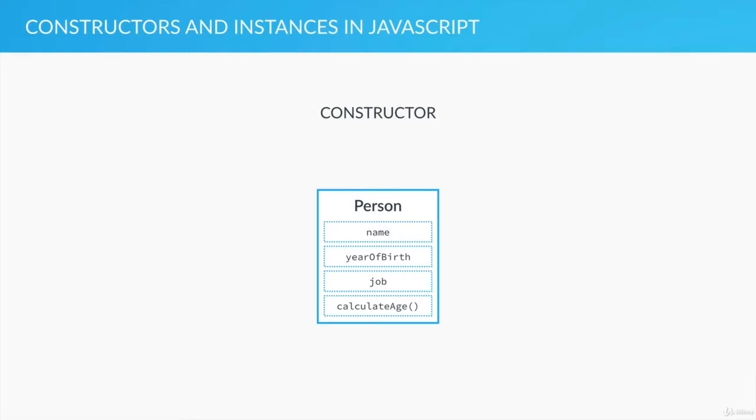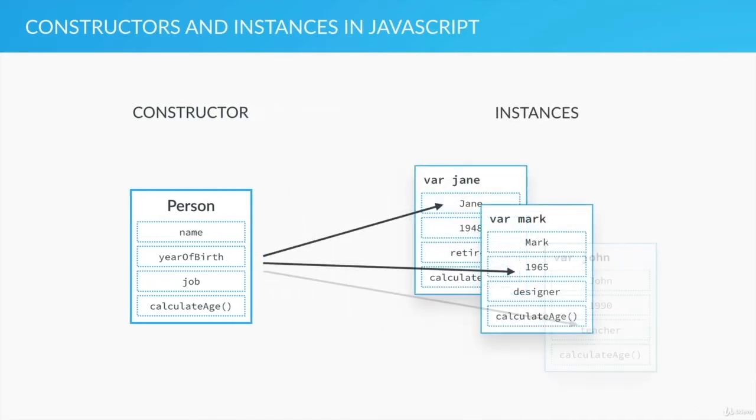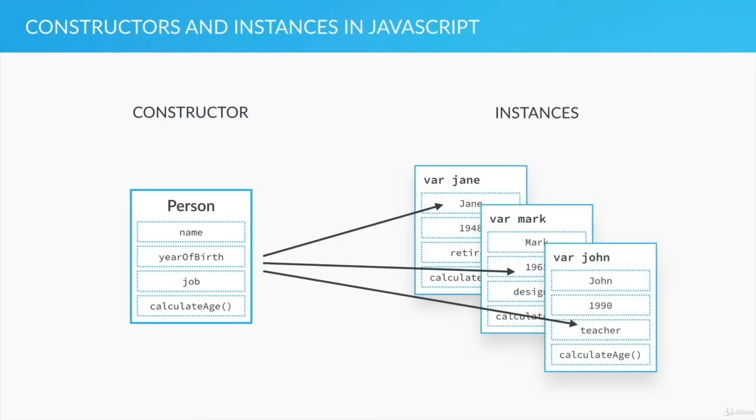So based on this constructor, we can create as many instances as we want. So here are our Jane, Mark, and John objects once again, but these were created from the person constructor. So they are effectively person instances. And now their name, year of birth, and job variables are defined. And they all have access to the calculateAge method. So again, the constructor acts like a blueprint and is used to create instances, which of course are also objects. We will of course do all of this with code over the next lectures. This is just to give you a very brief overview.